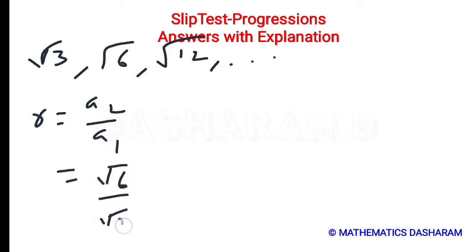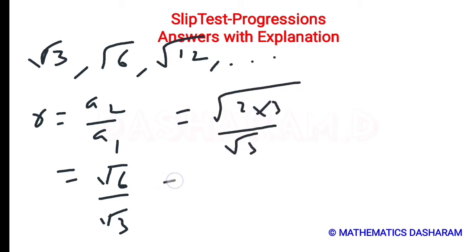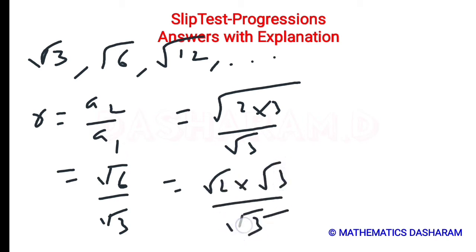Second option, root 3, root 6, root 12, and so on. Here the common ratio is A2 divided by A1. A2 value is root 6 and A1 value is root 3. So root 6 can be written as root of 2 into 3, divided by root 3. Now apply the square root for 2 and for 3 individually. So root 3 cancels, root 2 remains. So here the common ratio is root 2. But anyhow, let's verify one more ratio, because only if we get root 2 in the second case can we say it is the common ratio.